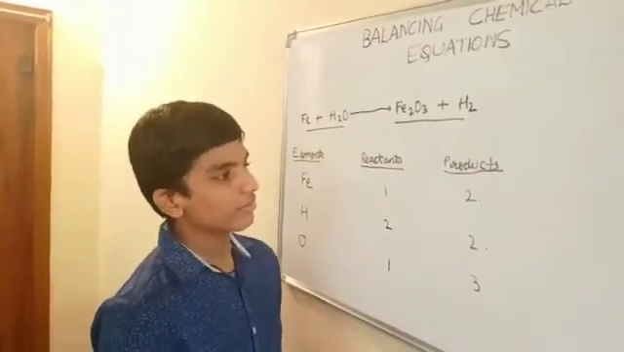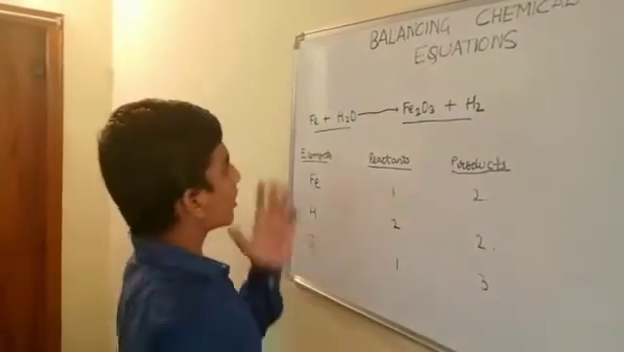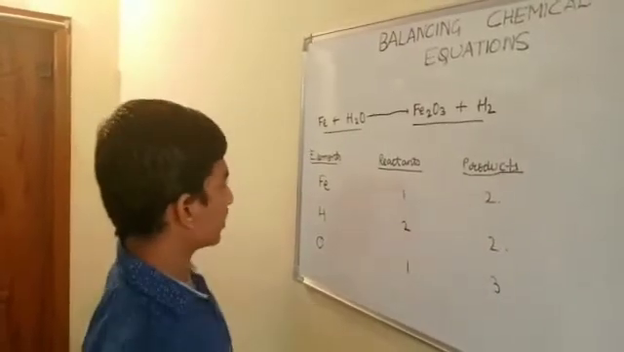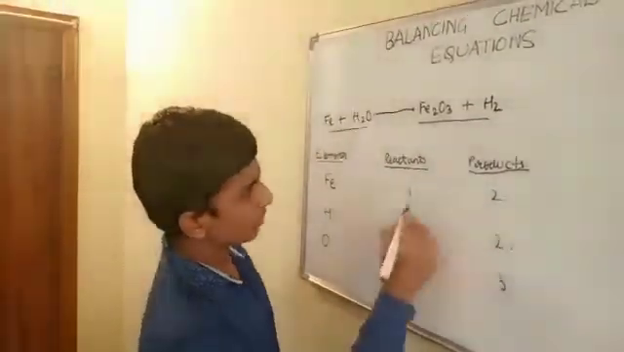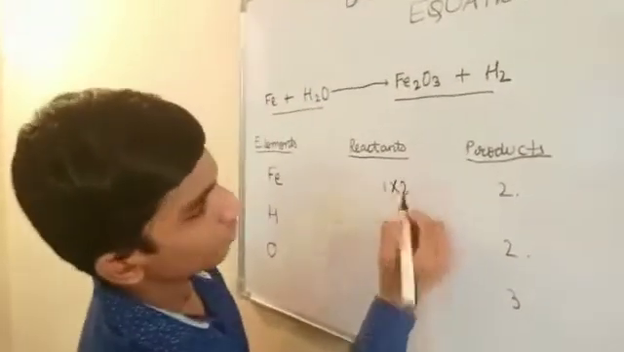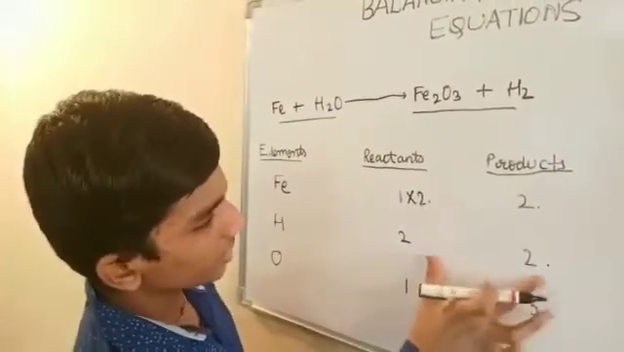Now, we can understand that it is unbalanced because in reactant side and product side there are no equal atoms. We have already said that if you have equal atoms in product side and reactant side, that is known as a balanced equation. Now, how to balance this? First, here one atom is missing, so we have to multiply it with 2. And here this is balanced.